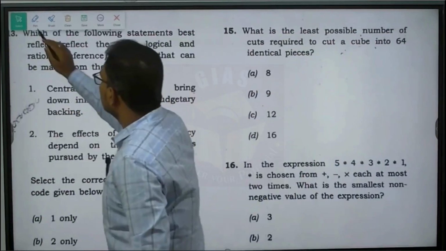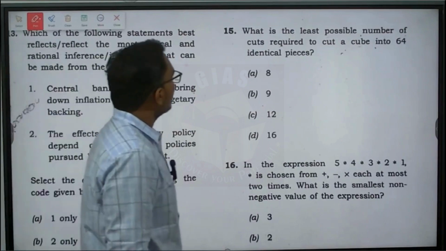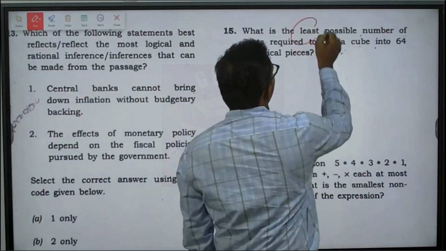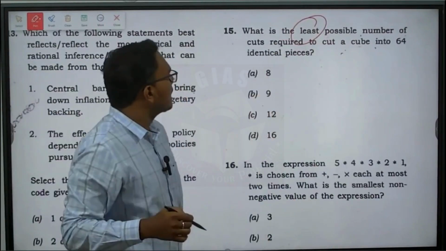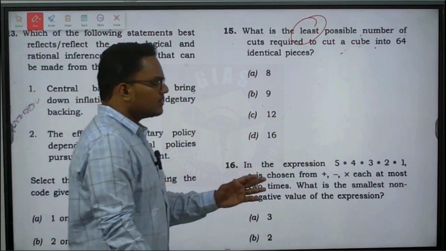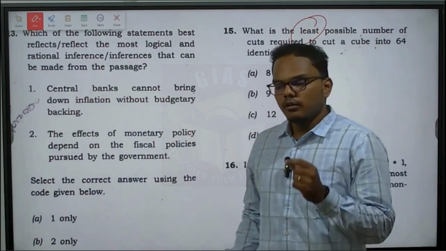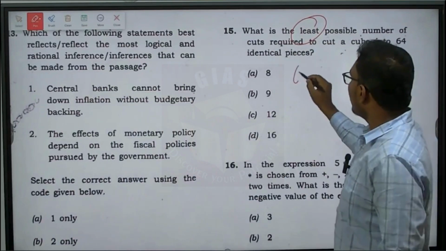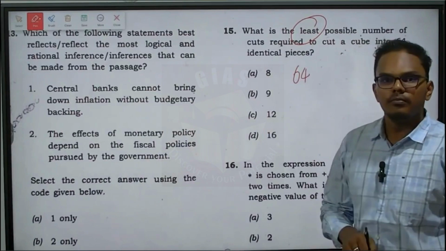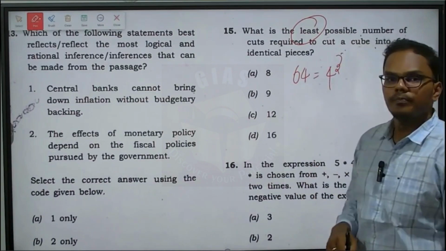Okay, this is a very interesting question. What is the least possible number of cuts required to cut a cube into 64 identical pieces? This is the key. If you want 64 pieces, you have to write 64 in terms of a perfect cube. So 64 is how much? You can write it as 4 cubed.